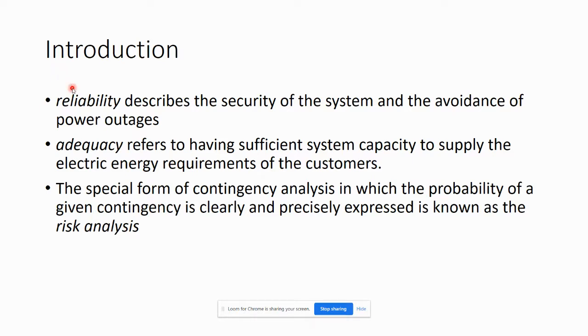So reliability is described as the security of the systems and the avoidance of power outages, if you are strictly relating reliability to power systems. But in general, reliability is the ability of a particular system to perform its intended task for a particular intended period of time. And adequacy is having the sufficient system capacity to supply the electric energy requirements of the customers. So it is related to having sufficient supply, sufficient input, to match a certain output.